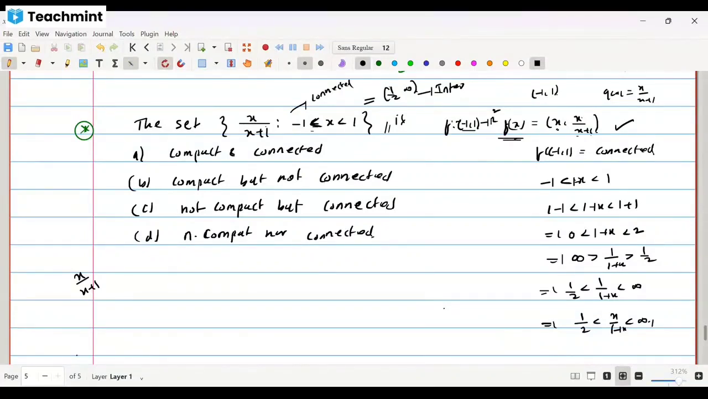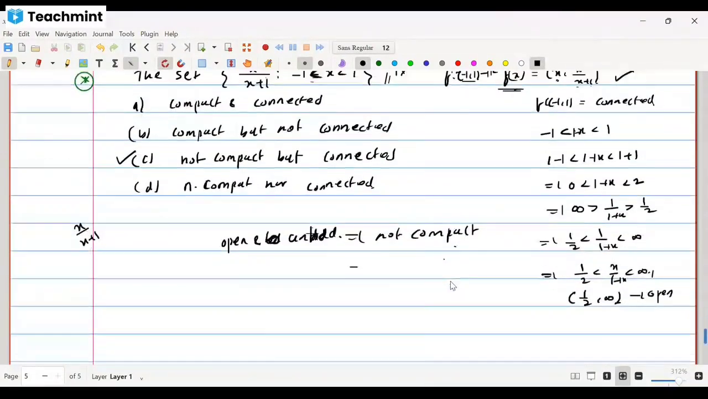It does not take 1 by 2, it does not take 1 by 2, sir. So which is unclosed, this is the 1 by 2 to infinity interval, right sir? So which is an open interval and also not bounded. So open and also bounded, sorry, unbounded, therefore not compact, and also connected, therefore not compact and connected. Is it okay? Okay, sir.